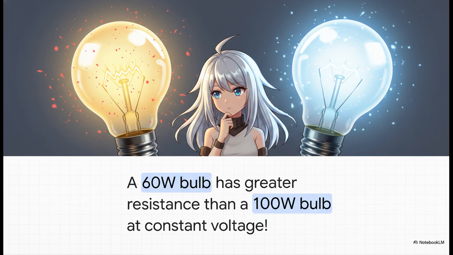Which has greater resistance, a 100-watt bulb or a 60-watt bulb, assuming they're both plugged into the exact same 220-volt socket? Your instinct might scream the 100-watt bulb. But if we use that formula we just saw, P equals V squared over R, we see that resistance and power are actually inversely proportional when the voltage is constant. Meaning, the lower power bulb, the 60-watt one, actually has the greater resistance. It resists the flow more, lets less current through, and so it uses less power.